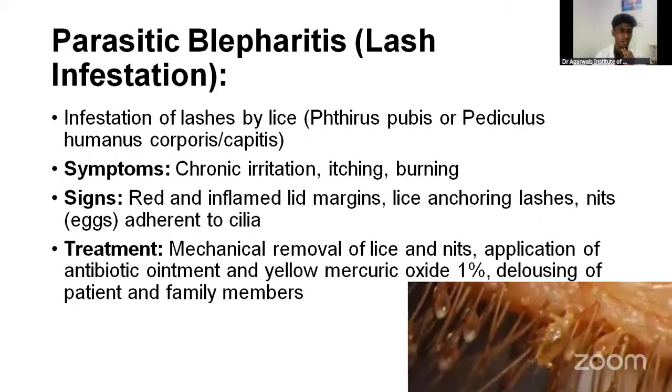Parasitic blepharitis: infestation of lashes by lice, Phthirus pubis or Pediculus humanus corporis or capitis. Symptoms: chronic irritation, itching, burning. Signs: red and inflamed lid margins, lice anchoring lashes, nits adherent to cilia. Treatment: mechanical removal of lice and nits, application of antibiotic ointment and yellow mercuric oxide 1%, delousing of the patient and family members.